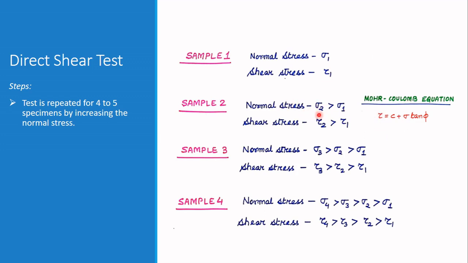So this is why in sample 2, because I am increasing the normal load, the normal stress increases, and since the normal stress increases, the shear stress also increases. This is actually repeated for sample 3 and sample 4 as well. In sample 3, I increase the load further, so sigma 3 will be higher than sigma 2, and obviously higher than sigma 1. Similarly, this shear stress will also be higher than the previous two cases. And in sample 4, again I increase the normal stress, so sigma 4 will be the highest of all the values, and shear stress will also be higher than all the values.